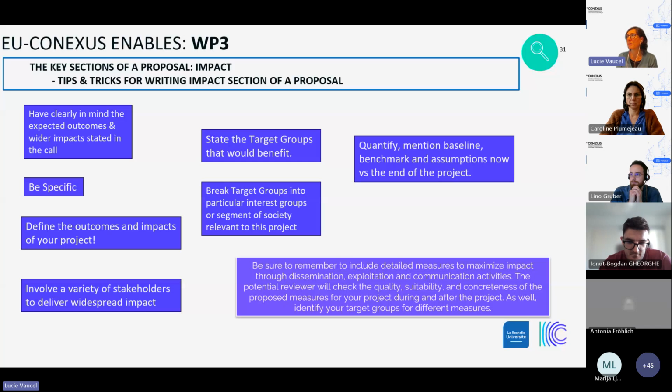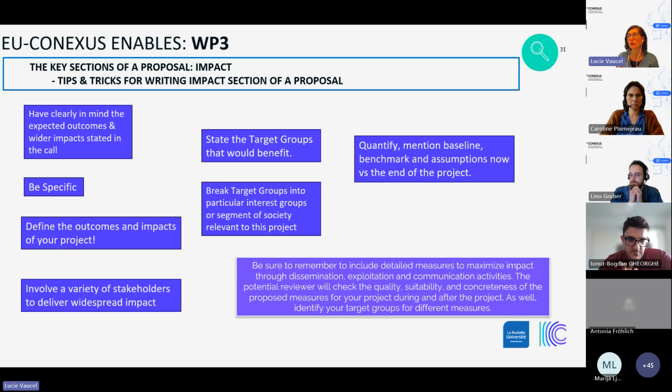You should quantify, mention baseline, benchmark, and assumptions to be reached now, to be included now when you prepare your project, but also what will be those baseline, benchmark, and assumptions at the end of the project. So both times have to be taken into account.